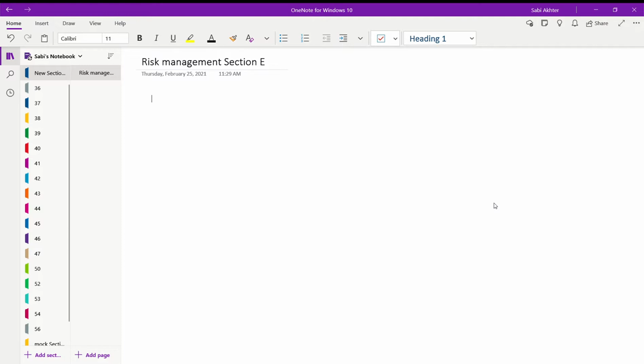So I have taken, as you can see on the left, all the years' past papers in this section only, and I have combined them just to show you how a similar question comes.